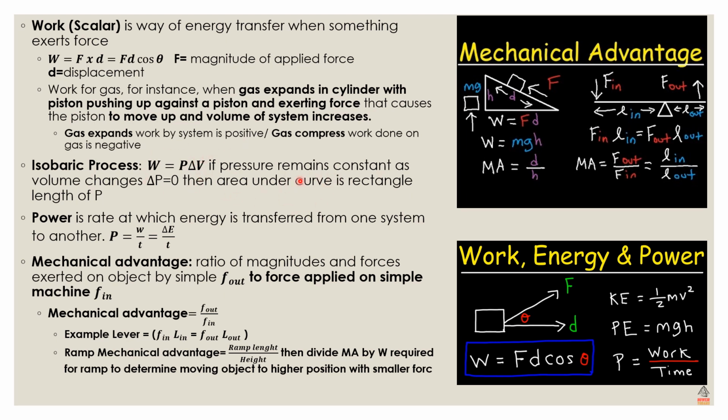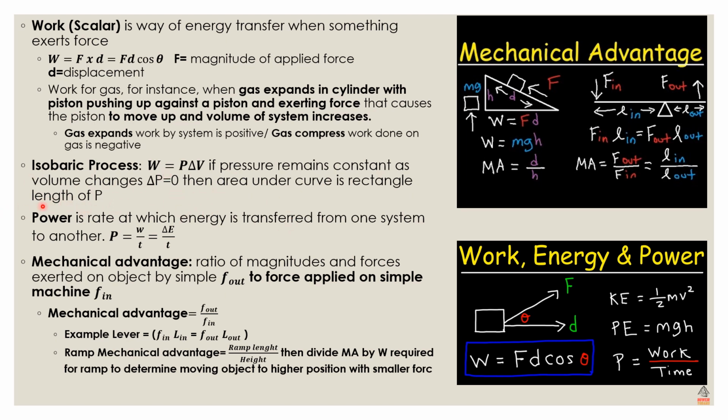Pressure remains constant, volume changes. And if delta pressure equals 0, then the area under the curve on the P-V diagram is rectangular.